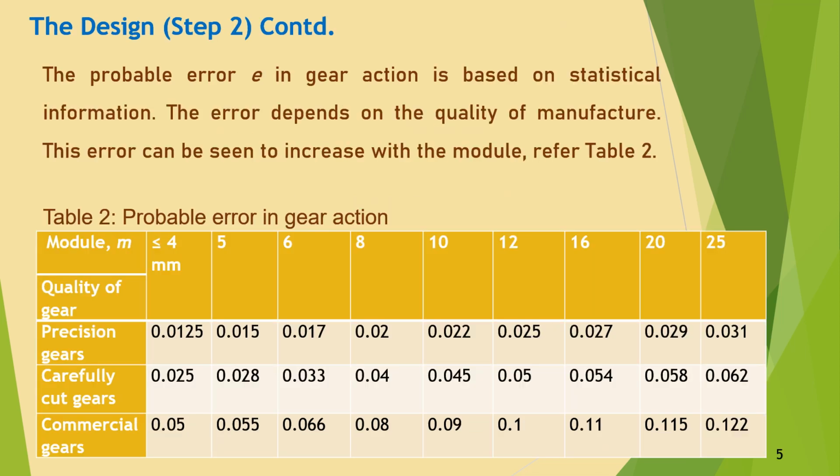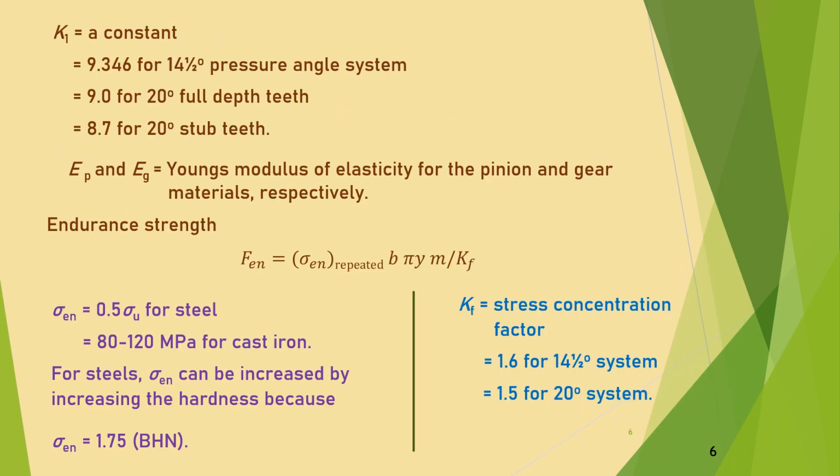The probable error in gear action is given in table 2 as a function of the module and the quality of the gear. The quality of gears has been classified as precision gears, carefully cut gears, and commercial gears. We can see that the probable error increases as the module increases and as the quality of the gear decreases. The value of constant K1 as a function of pressure angle system is given here.